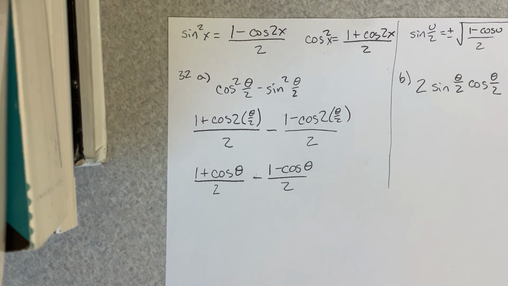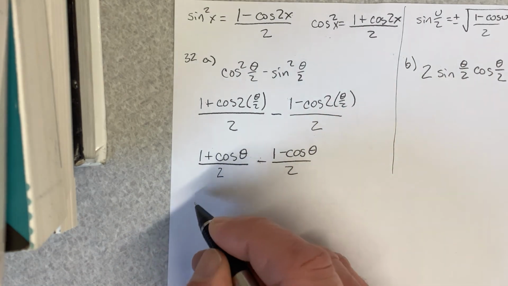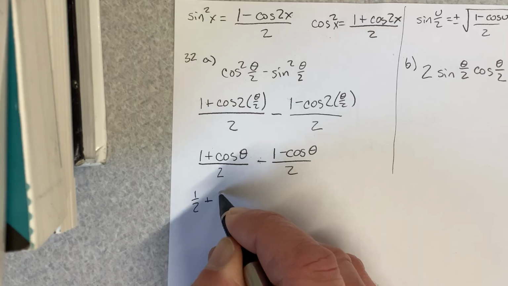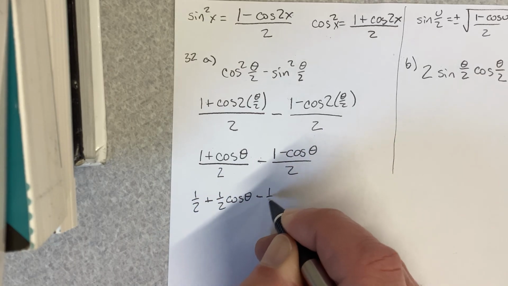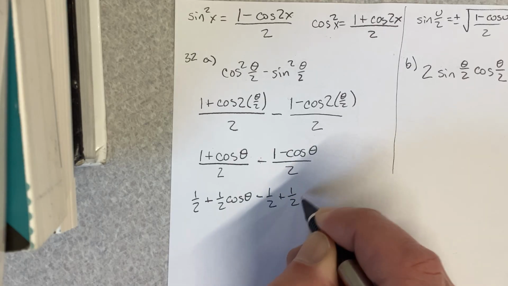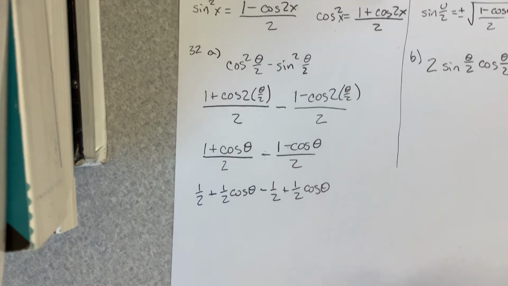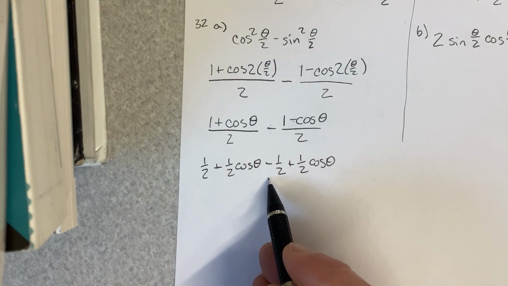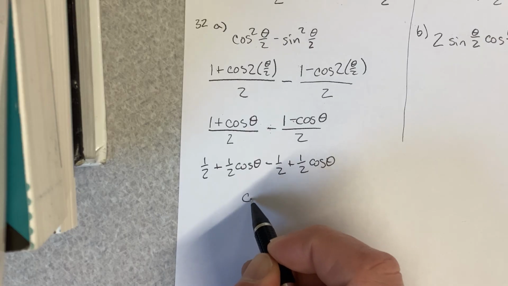Okay, now I'm going to split these things up a little bit, breaking this up into a fraction, we got 1/2 plus 1/2 cosine, minus 1/2, watch your signs, plus 1/2 cosine, right, minus a negative. Half minus a half is gone. 1/2 cosine plus 1/2 cosine is just cosine.